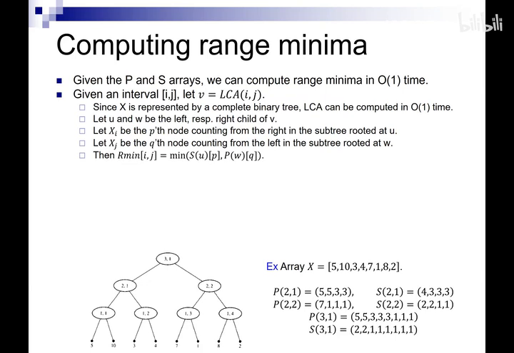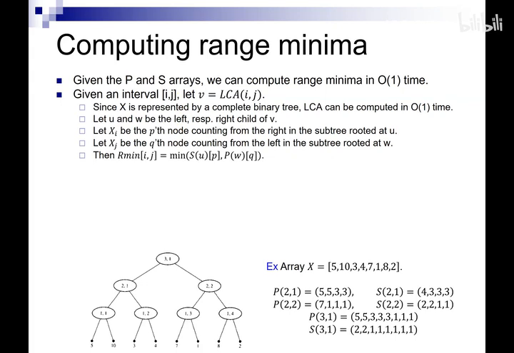X of i is going to be the pth node counting from the right in the subtree rooted at U. Okay, and then x of j. Right, so then we're looking for the minimum value within this interval from the ith value of x to the jth value of x.